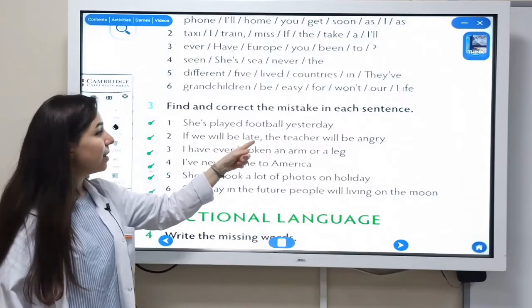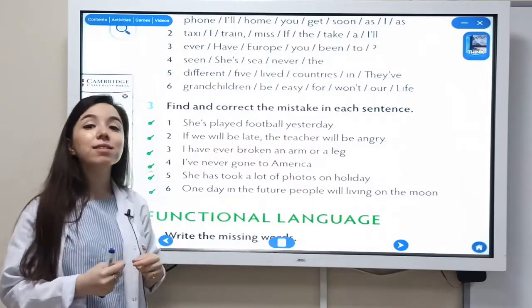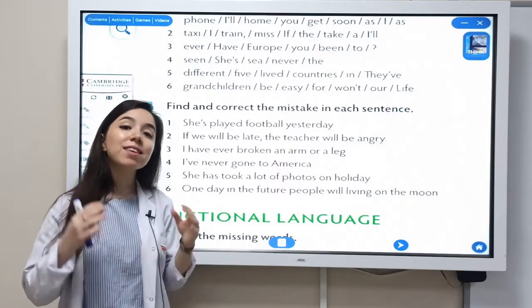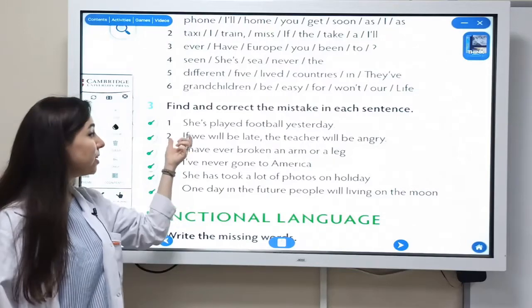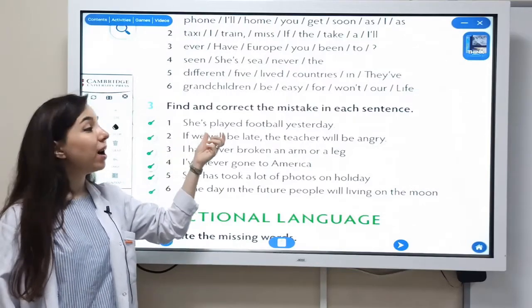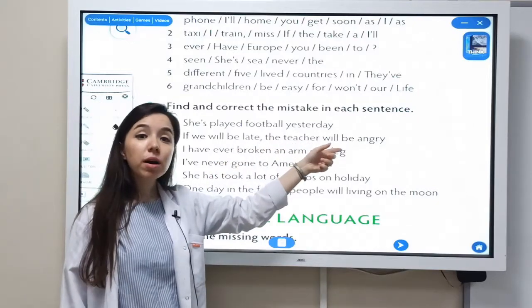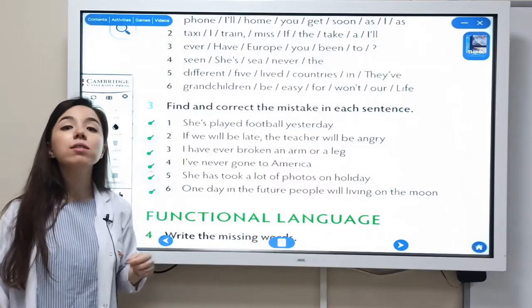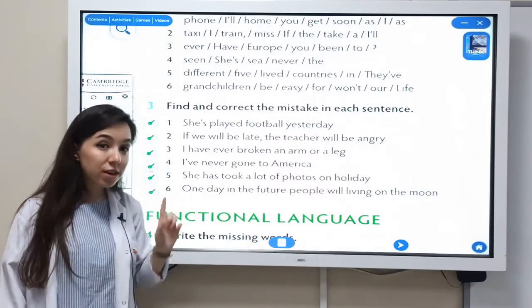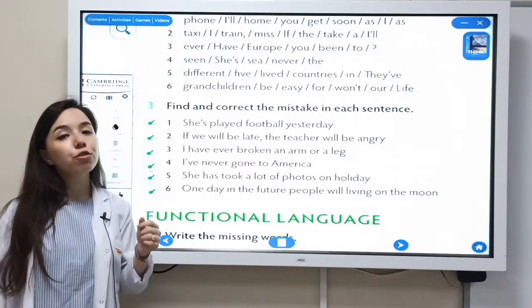If we will be late, the teacher will be angry. What do you understand by this sentence? It shows that this sentence is first conditional. And you know that in first conditional sentences, if the sentence starts with if, after if we have present simple, then the second part is future tense. Yes, so after if all the time we have present simple in first conditional sentences, and the second part is going to be future form.